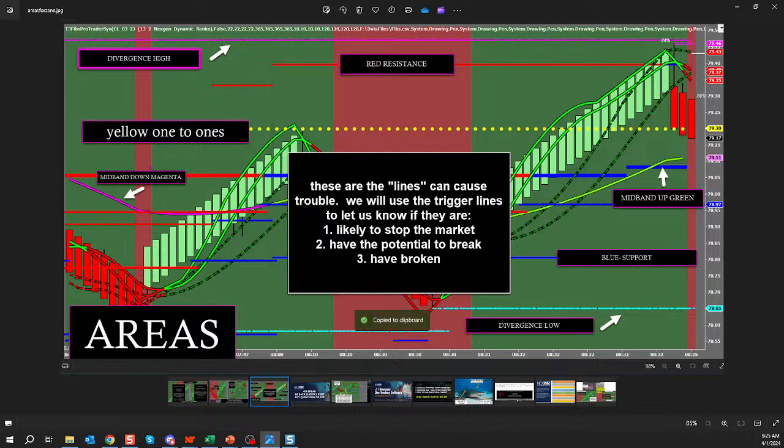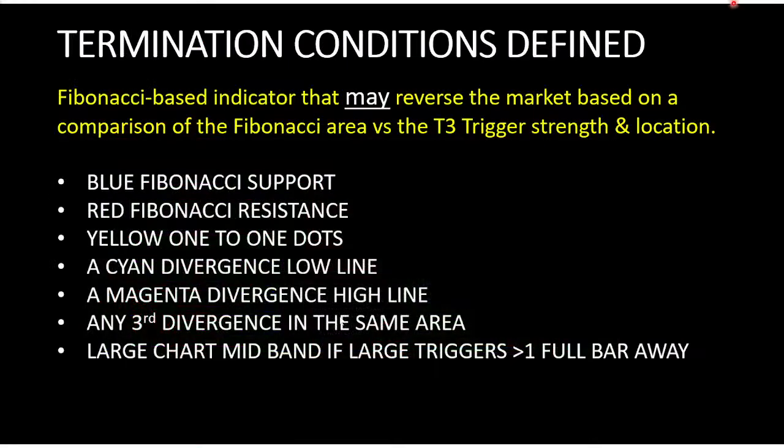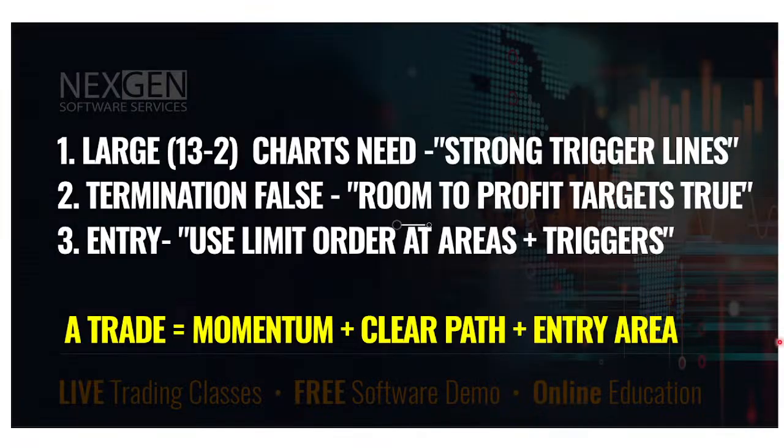With a simple recipe, and we're about to talk about it, you're going to understand when these areas are likely to stop the market, making them a termination condition. You're going to understand when these areas have the potential to break, putting you into a medium probability trade with that potential. And you're also going to understand when these areas have broken. And when the areas have broken, well, then the path becomes clear. And that clear path coupled with momentum is what's going to have you looking for an entry.